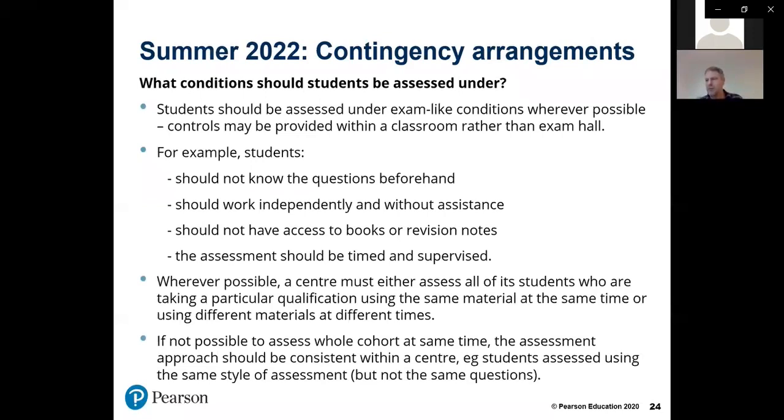If you can't do it all at the same time for a particular qualification, then at least the approach for the qualification should be consistent within the centre. So, for example, students must be assessed broadly at the same time, and over broadly the same range of content. You wouldn't just give the students that missed the assessment paper 1; they'd have to do paper 1 and paper 2 like everyone else. It's fairly obvious to state that, but just to make it clear. And you'd have to do the same style of assessment as the main group if people were doing it at different times, but obviously not the same questions.